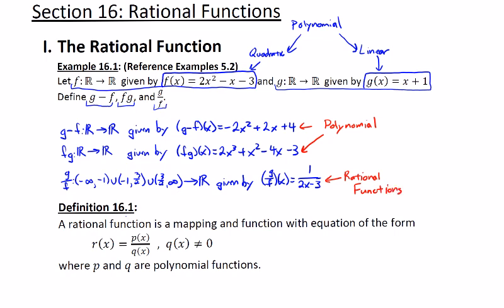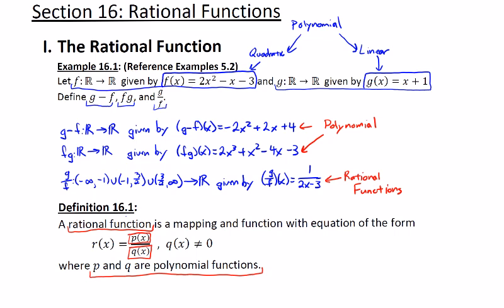Polynomial functions are the building block for a rational function. Definition 16.1 says, a rational function is a mapping and function with equation of the following form. R of x equals P of x divided by Q of x, where P and Q are polynomial functions. This is telling us that we have to have two polynomial functions. One will represent the numerator, the other will represent the denominator, and this is what we call a rational function.